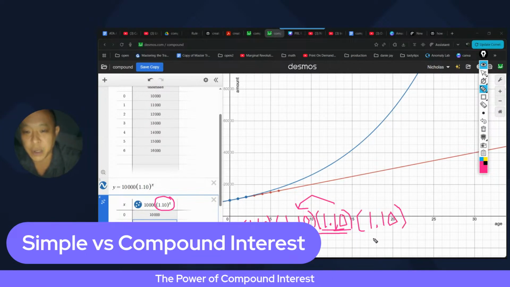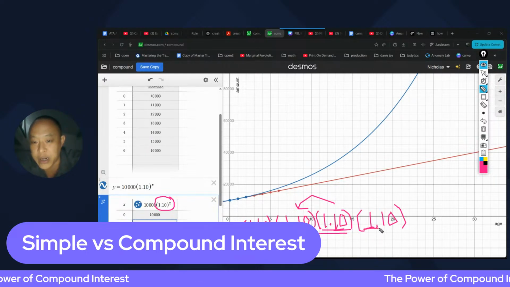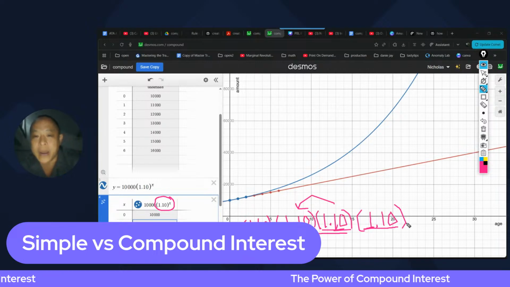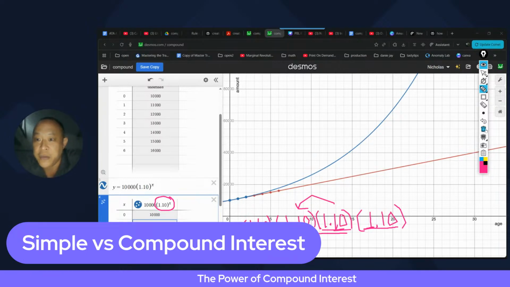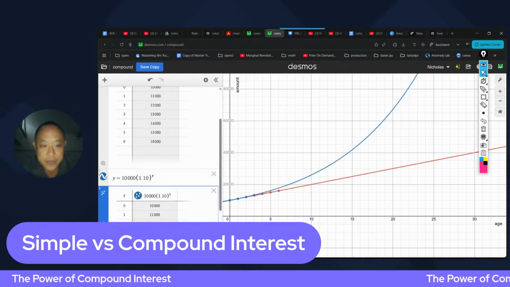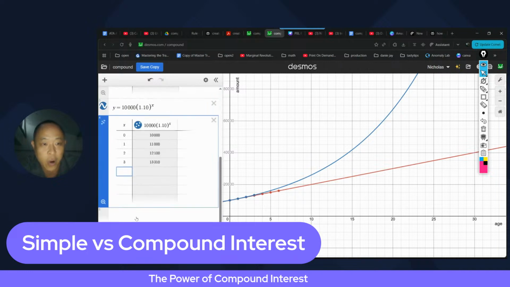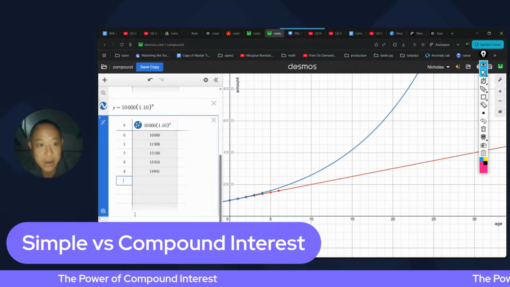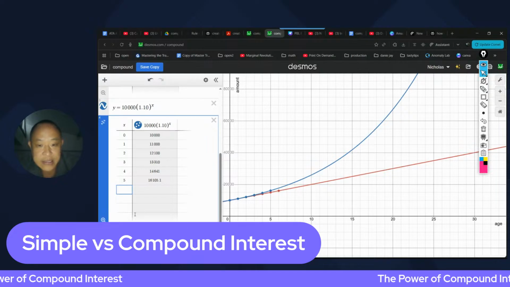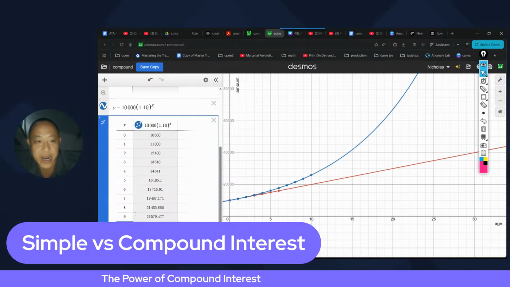Right? Because anything multiplied by 1 is just itself. But if you multiply it by a number greater than 1, like 1.1, that means it's growing by 10%. So here, if you put in your numbers, right? 3, you now got 13,310 versus just 13,000. And then we put in 4, 5, 6, 7, 8, 9, 10, right?